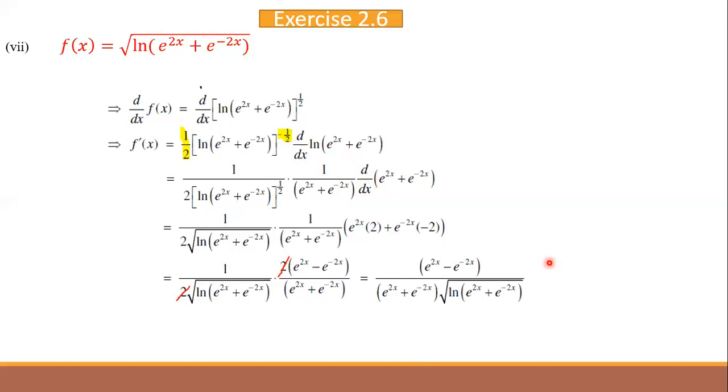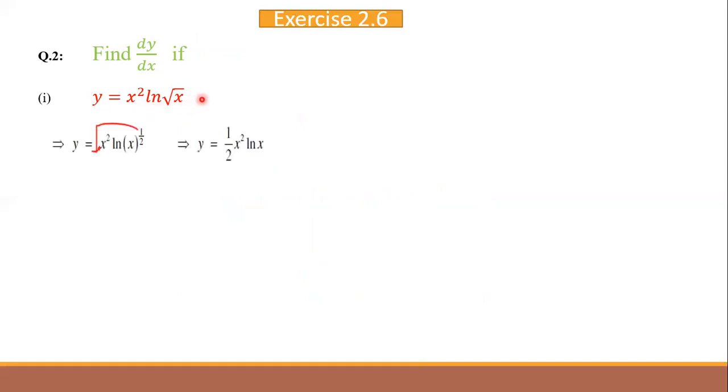This is your part number 7, question number 1, exercise 2.6. Now question number 2: find dy by dx if the first part is y is equal to x square natural log of square root of x. Here two functions are in the form of product, so we will use product rule.